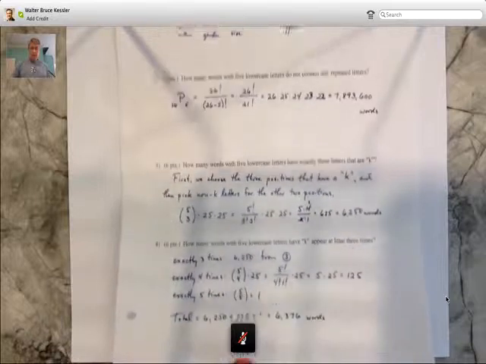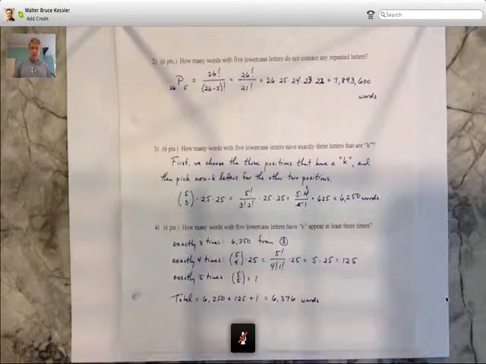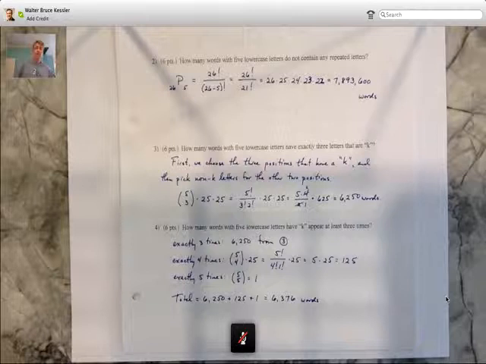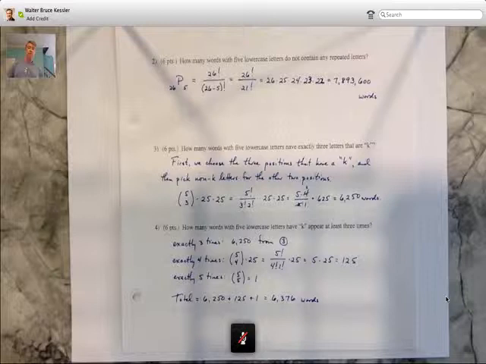Problem 3, how many words with 5 lowercase letters have exactly 3 letters that are K? So the first thing we have to do there is pick the positions, and it's not actually a pick, it's a choose. Choose the positions that have a K in them, because it doesn't matter what order they're chosen, right? They're all going to be Ks. And then we'll pick non-K letters for the other 2 positions.